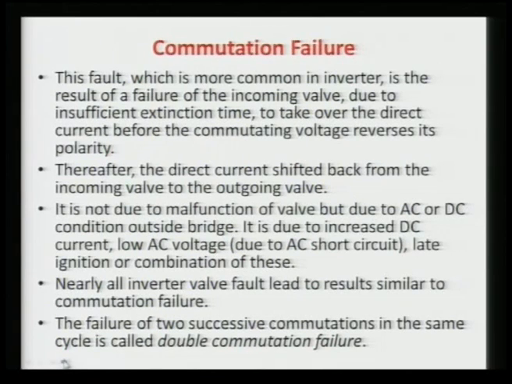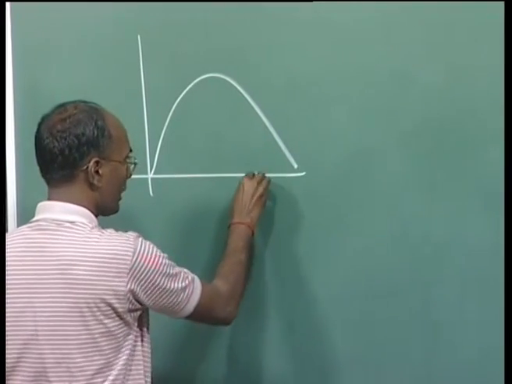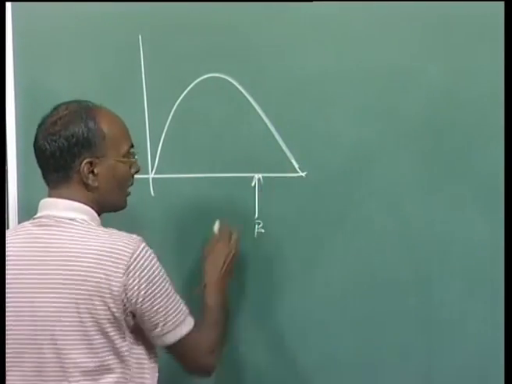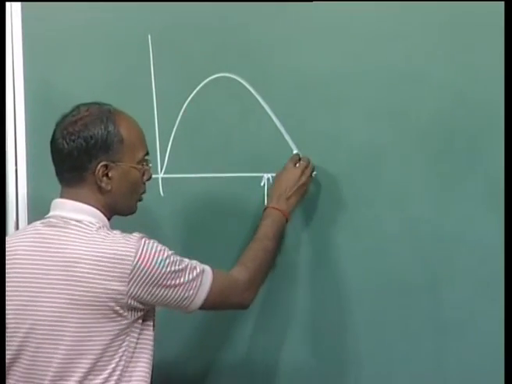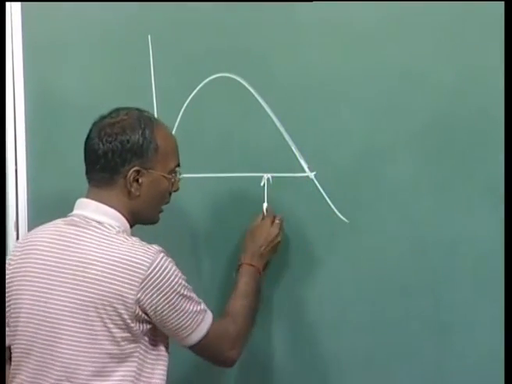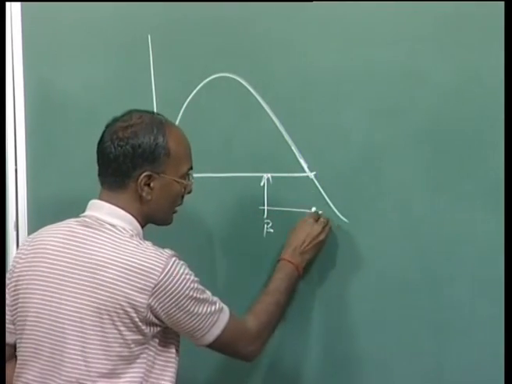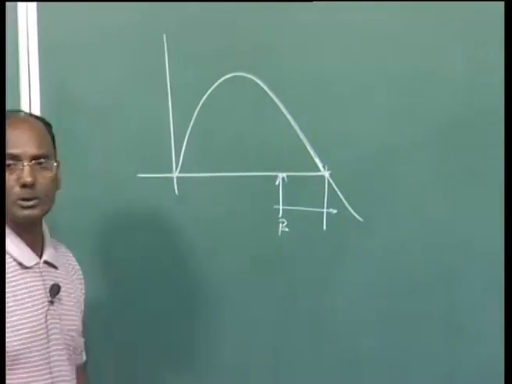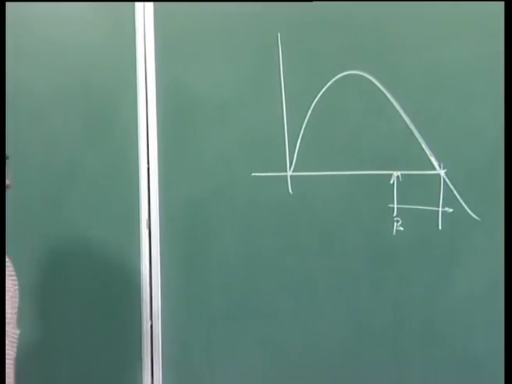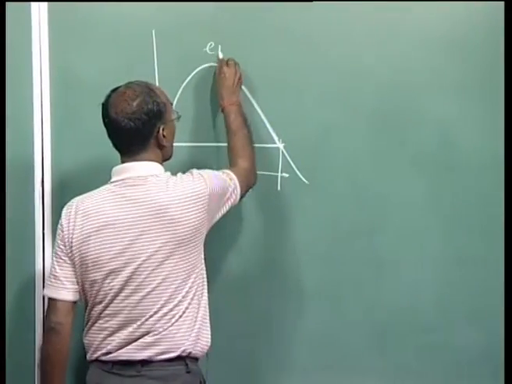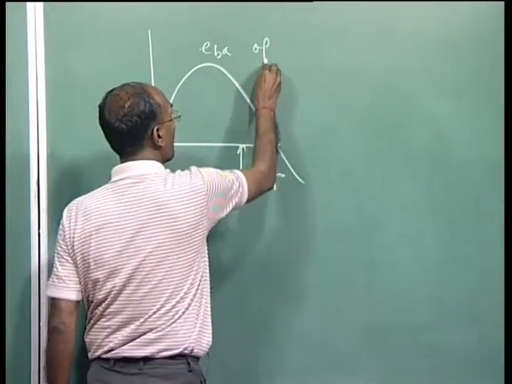Here again, if you see, I will draw the commutation voltage of valve 3. If you are firing here, that is your beta degree, and there will be some overlap period, and this is where the commutation voltage is reversing. If the conduction starts and goes beyond this, at this point the voltage is going to reverse. So what happened, this is your EBA, that is, the voltage of valve 3.